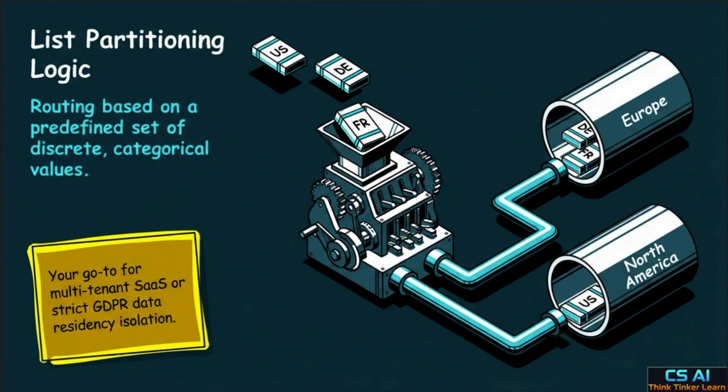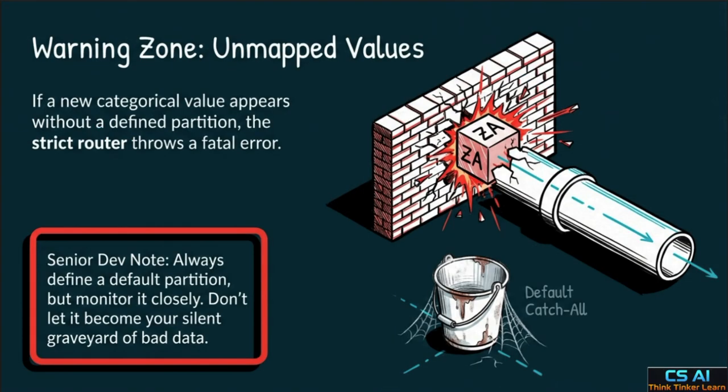When you need categorical isolation, you will use list partitioning. This routes data based on discrete, human-readable values. This is your go-to strategy for multi-tenant SaaS or when you have strict GDPR requirements that demand physical data residency for specific regions. Warning: watch out for unmapped values. If a new category appears that isn't defined in your router, the system will throw a fatal error. A pro tip for a senior dev: always define a default partition, but monitor it closely. Don't let it become a graveyard for bad data that you forget to manage.